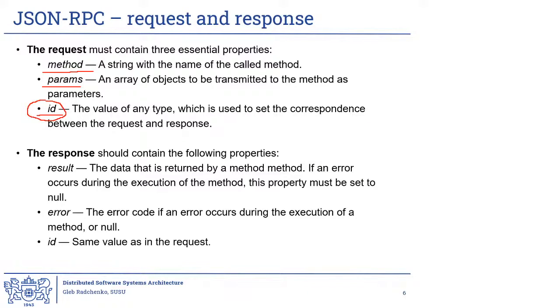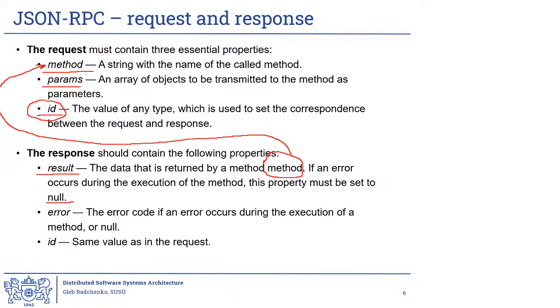The response to this request should contain the following properties. Result is the data that is returned by a method. If an error occurs during the execution of the method that we asked the server to run, this property must be set to null. So you just send null as a result.